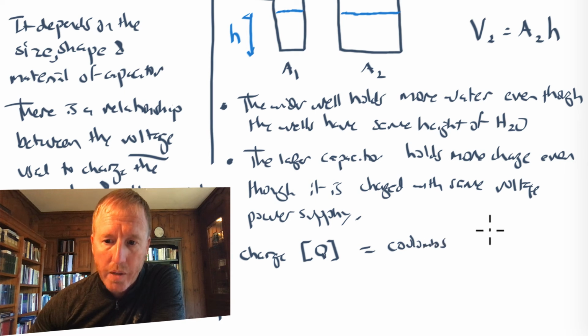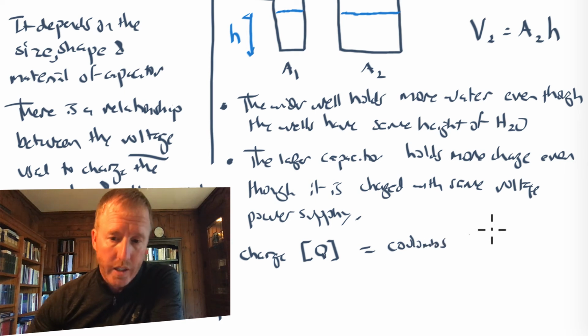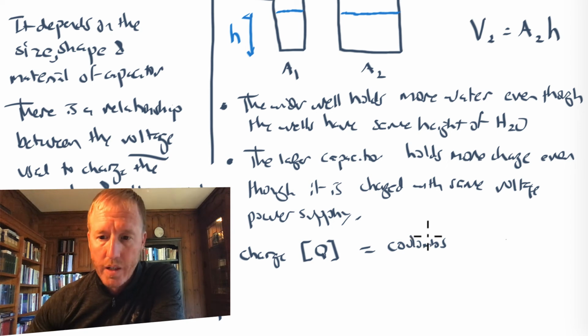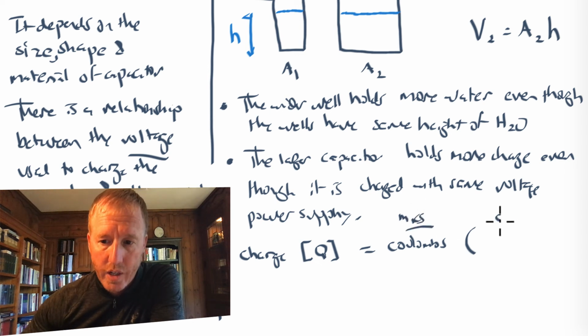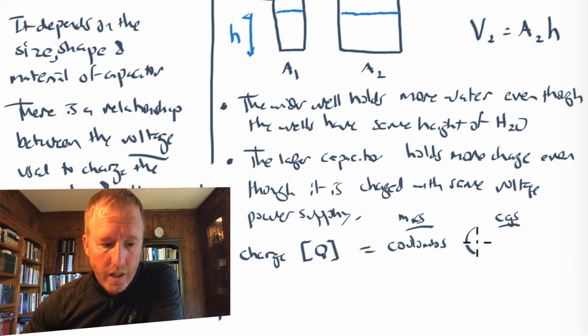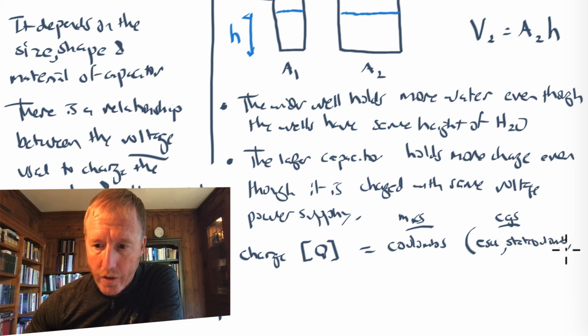We'll study a little bit about Coulomb next week, but the coulomb of charge is named after Augustin Coulomb. By the way, there are other systems of units. This is the MKS system of units, meters, kilograms, seconds. In the CGS, or centimeters, grams, seconds system of units, this is sometimes called the electrostatic unit or the statcoulomb, and also sometimes called the Franklin, interestingly.